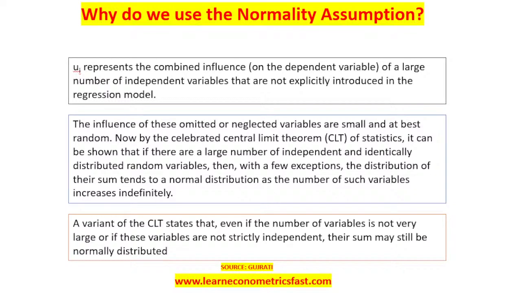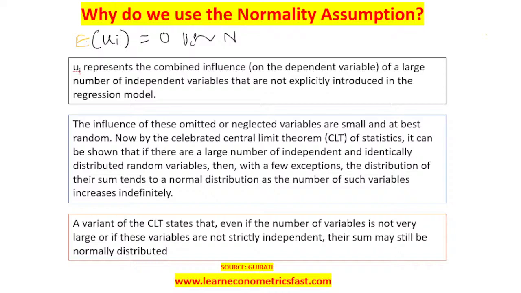Learn about why we use the normality assumption. Generally, we assume the expected value of ui is equal to 0, and we assume that this is normally distributed, right? So what is ui? Ui is the disturbance or error.